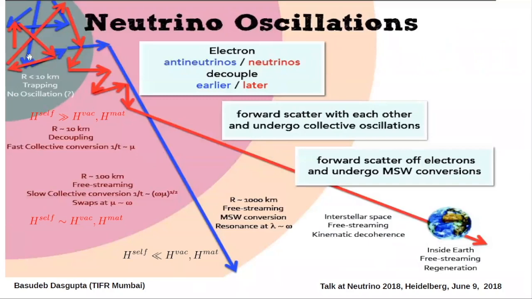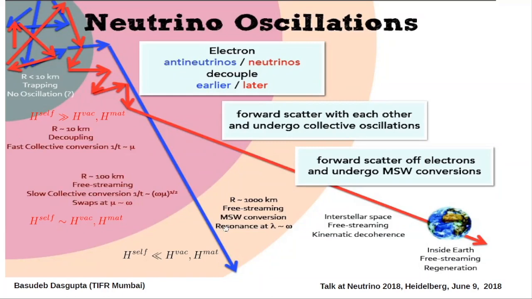Firstly, when the neutrinos are emitted from the core, there is no oscillation, as they are trapped. After that, when they move out to roughly the 10-kilometer level, where the self-interaction term is very high compared to the vacuum and matter terms, something known as fast collective conversion happens. Then after some time, around 100 kilometers, slow collective conversion happens, when the self-interaction term is of the same order as the vacuum term or the matter potential.